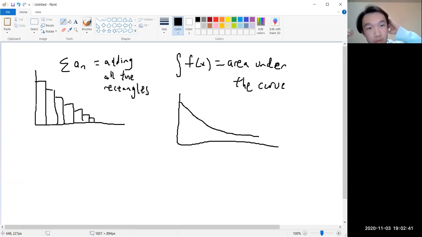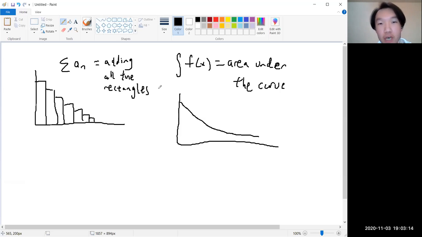Do series count for negative numbers? No, we never do series for negative numbers because, for example, when we give you a sequence, usually your first instinct is to say this is the first term of the sequence. You never say this is the negative fifth term of the sequence. So we don't really use negative numbers for series. Yeah, so like a Riemann sum.